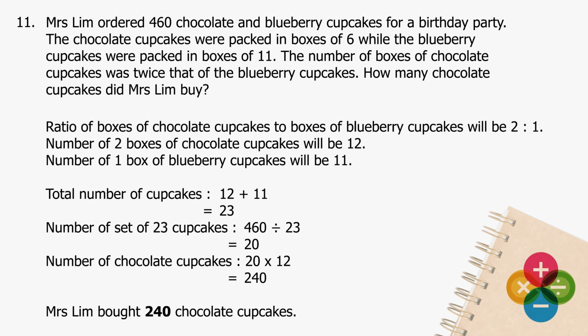The ratio of boxes of chocolate cupcakes to boxes of blueberry cupcakes will be 2:1. Number of 2 boxes of chocolate cupcakes will be 12. Number of 1 box of blueberry cupcakes will be 11. The total number of cupcakes will be add 12 to 11, and the sum is 23. The number of sets of 23 cupcakes will be divide 460 by 23, and the quotient is 20. The number of chocolate cupcakes will be multiply 20 by 12, and the product is 240. Mrs. Lim bought 240 chocolate cupcakes.